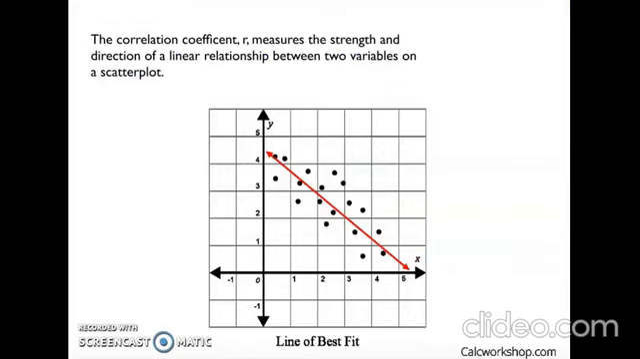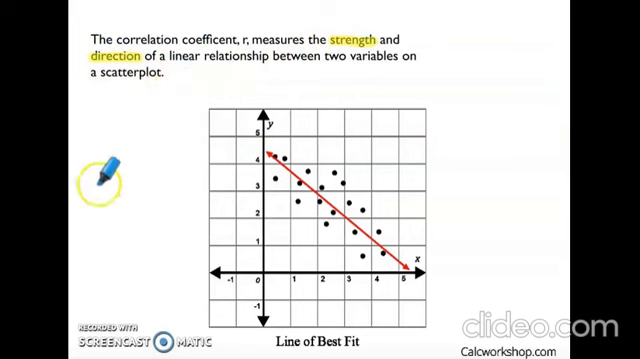Okay, so the correlation coefficient, R, measures the strength and direction of a linear relationship between two variables on a scatter plot. The line of best fit is this line right here, which is the line that can best represent this scatter plot, all these little random points that we have. This is the line that we can use to best represent that data. And so the correlation coefficient, R, measures the strength and the direction of a linear relationship.